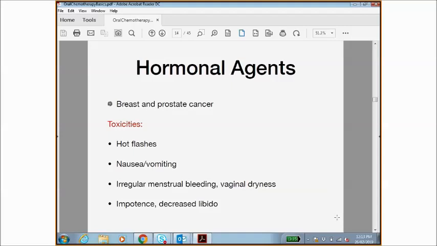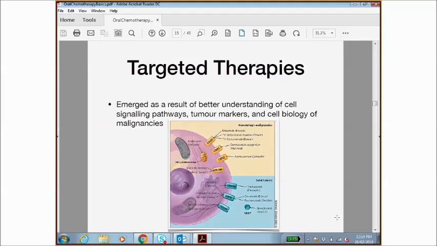Hormonal agents for breast and prostate cancer have the toxicities you would expect if you're messing around with the hormones in your body. So hot flashes, irregular menstrual bleeding, vaginal dryness, impotence, decreased libido, for example. And then, as I said, as we understand how cancer works more and more, and we have a better understanding of signaling pathways and tumor markers and cell biology, we discovered the targeted therapies. They can work on proteins and pathways, and they can work more directly on the tumor cell and not affect the healthy cells as much.